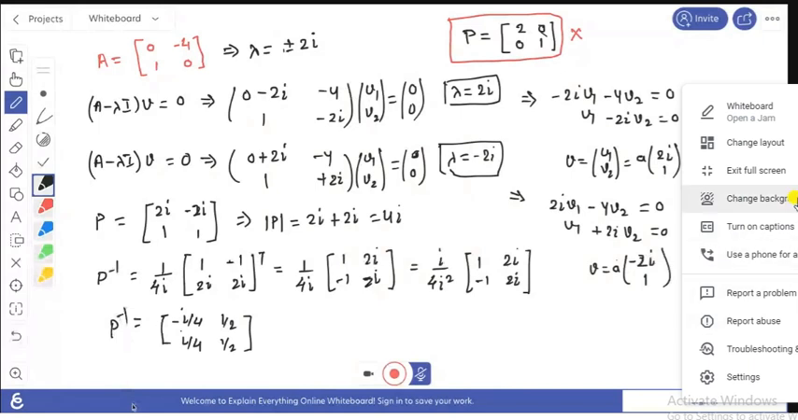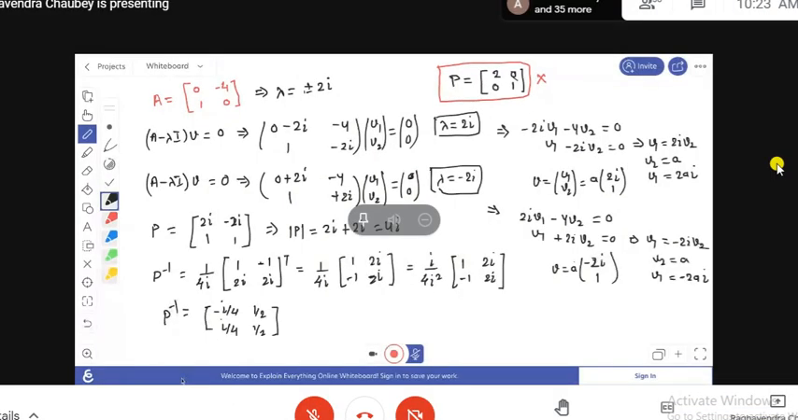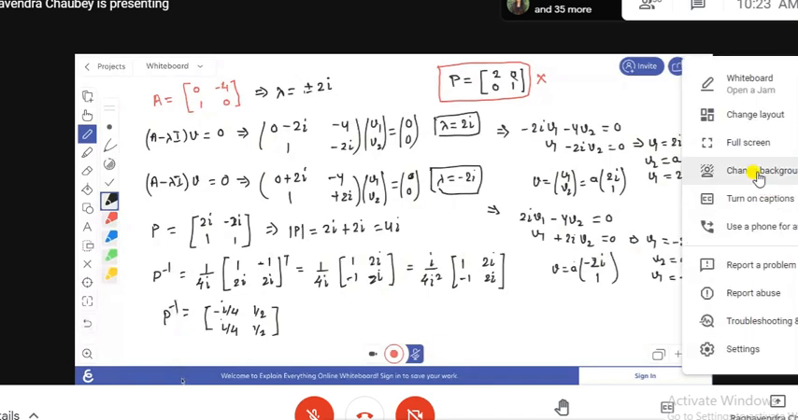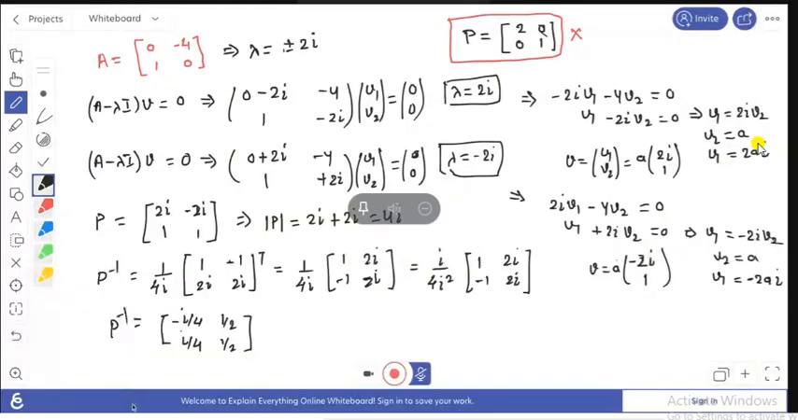Okay, so here we have to find the value of B. For B we have P inverse, this matrix A is already given, and what is the value of P? So we multiply these three matrices and find the value of B. And then you have to find the exponential of B.